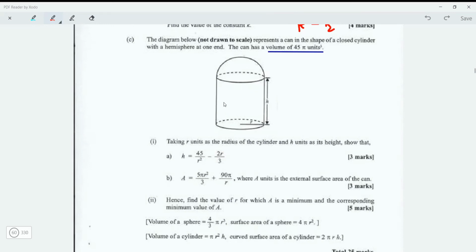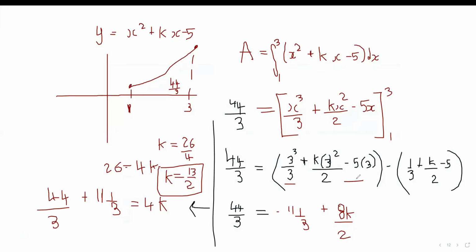To find the volume, it's going to be the volume of the cylinder plus the volume of half of the sphere. So let's write that down. The total volume, VT, is equal to the volume of the cylinder C plus the volume of the hemisphere. Let's call the hemisphere H. Now the volume of a cylinder is pi r square h. And the total volume they told us was 45 pi.